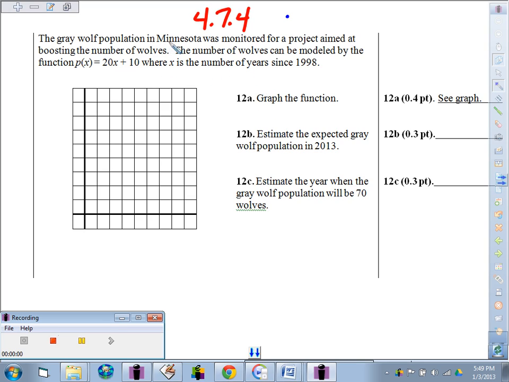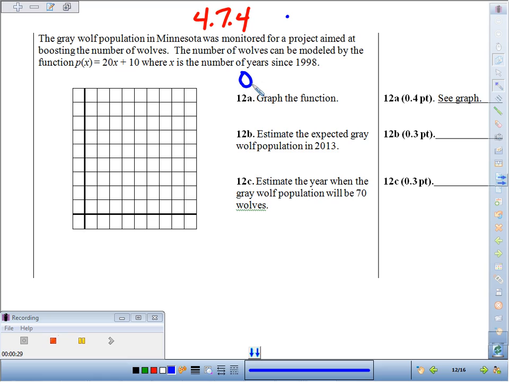So the gray wolf population in Minnesota was monitored for a project aimed at boosting the number of wolves. The number of wolves can be modeled by the function p of x equals 20x plus 10, where x is the number of years since 1998. So that means year 0, the start of the study, that's like 1998. Year 3, for example, would be 3 years later, that'd be the year 2001.